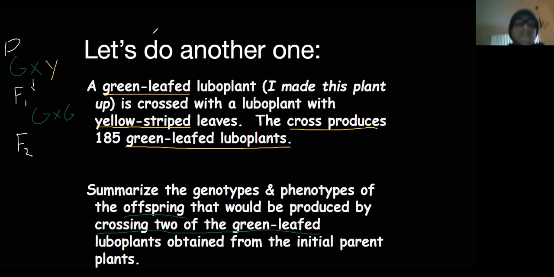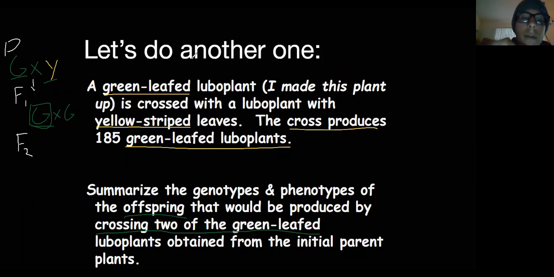Well, let's think. What do we know about dominant and recessive? From our parent generation, which of these is dominant? I'll give you a second to think about that. So green is actually going to be our dominant. Why? Because I crossed a green and a yellow and I still only got green. So I know green is dominant, and that means that Y has to be recessive.